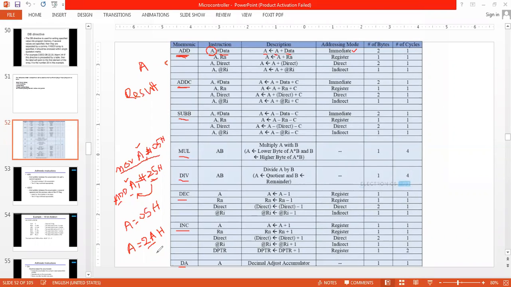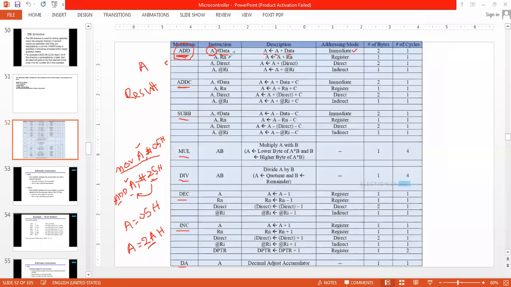So you have to be perfect in the hexadecimal number system. In the beginning classes only, I have told you to be ready with the binary number system and the hexadecimal number system. If any number is given in the decimal form, that is going to be converted into the hexadecimal form. So 2AH will be stored into A. That is the function of the add instruction.